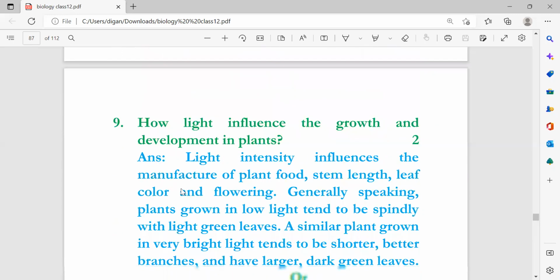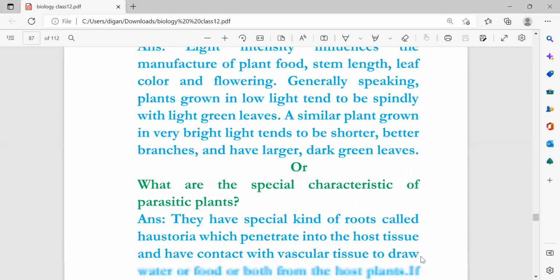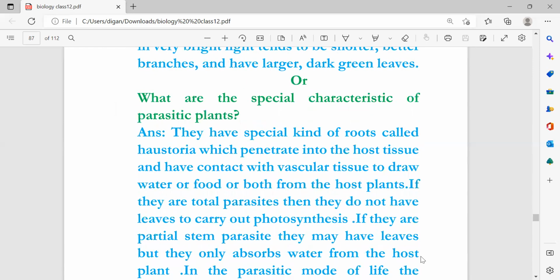Next, how light influences the growth and development of plants. Light intensity influences the manufacture of plant food, stem length, leaf color, and flowering. Generally speaking, plants grown in low light tend to be spindly with light green leaves. A similar plant grown in very bright light tends to be shorter and better branched and have larger, dark green leaves.